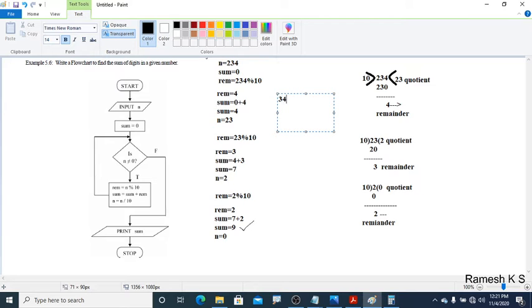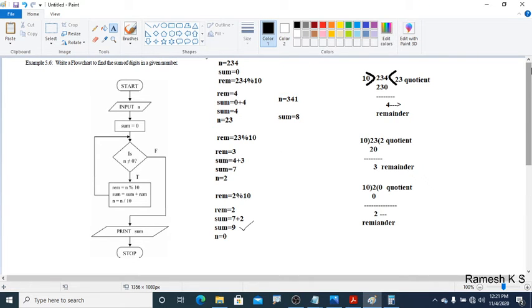Suppose I take the value 341. Practice this one and you will get the answer. The final sum is 3 plus 4 is 7, 7 plus 1 is 8. 8 will be the answer. So try this and apply this process, and we will get correct results. This is about this example problem.